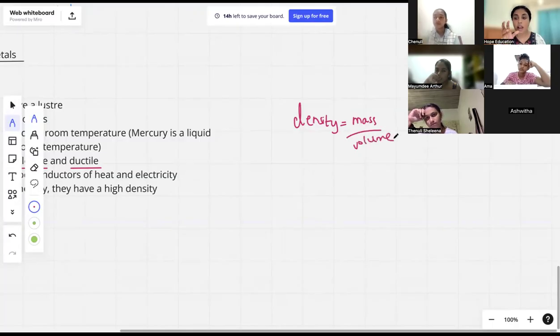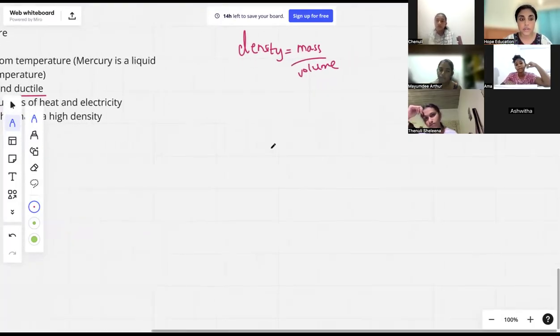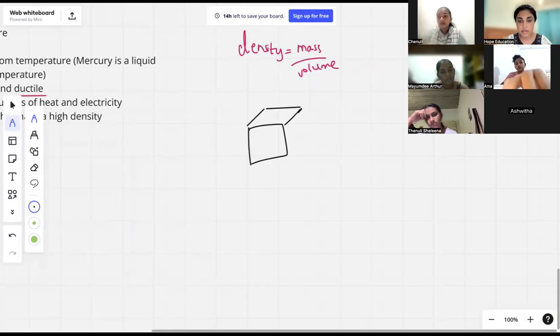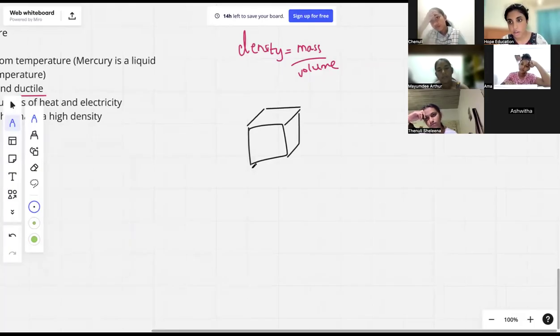That means there is a lot of mass in a certain volume. Right? Let's say you take a wood block, like this. Right? So how do we calculate volume? Length into breadth into height, right? You all know that?